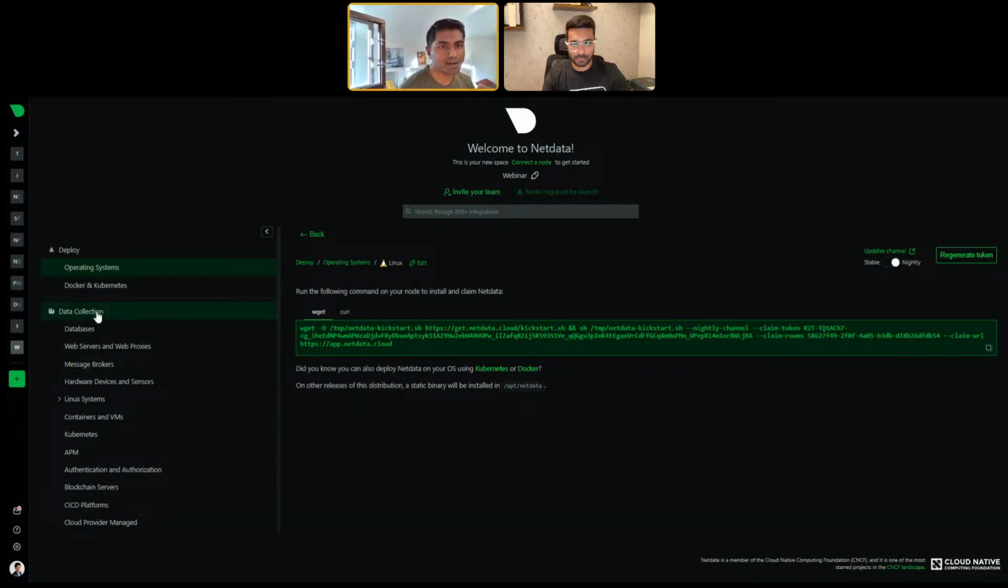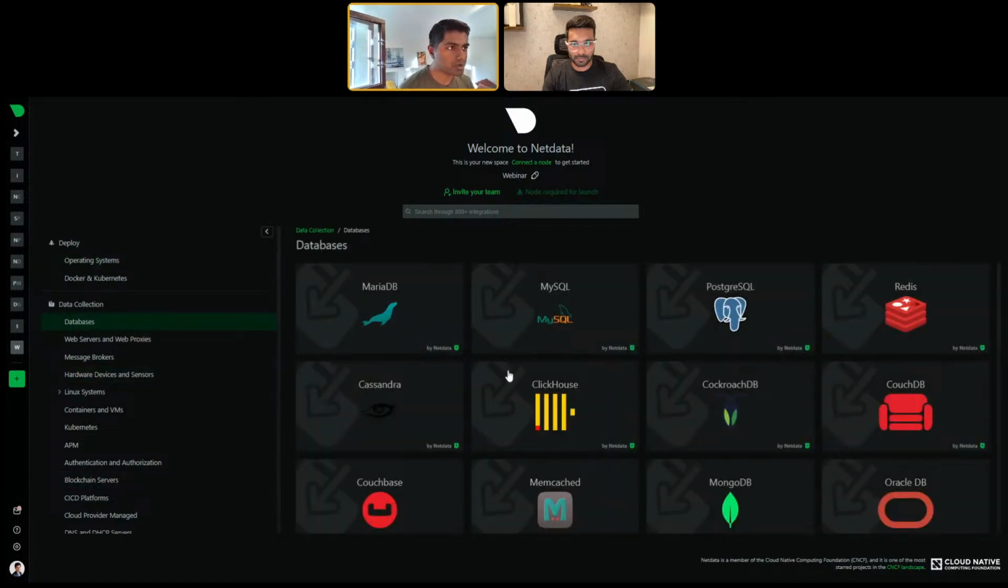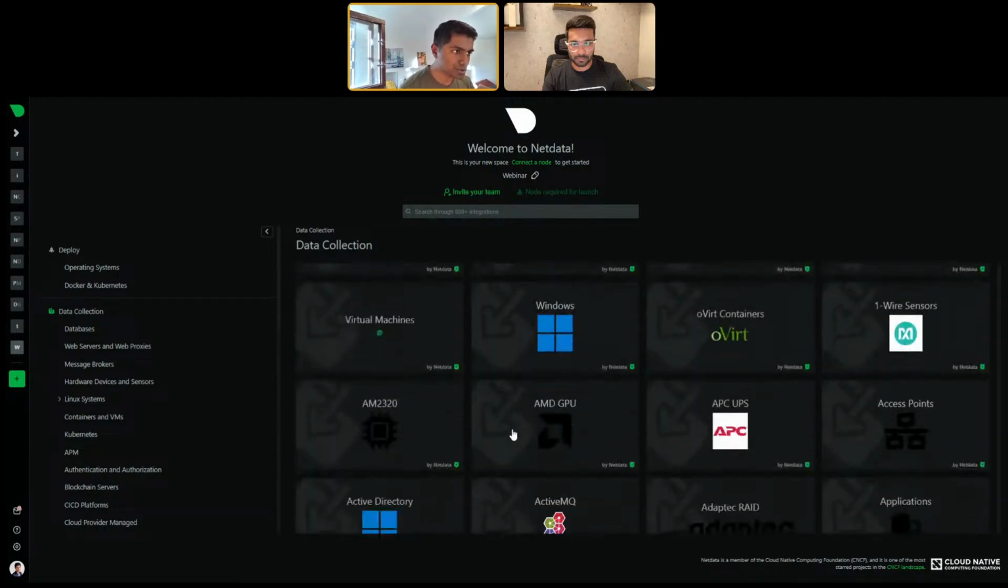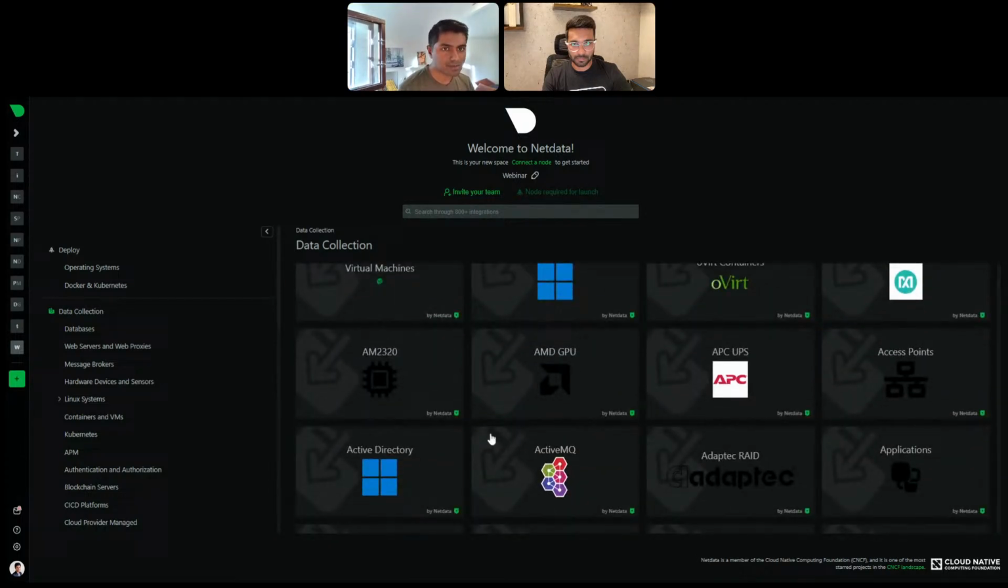And if you want to see what things you can monitor with Netdata, you can use the same screen. So here are all the databases that you can monitor. Here's all the different applications that you can monitor. And there's hundreds and hundreds of these things. But I would suggest you go check it out yourself. Try installing Netdata if you've not seen it in action.